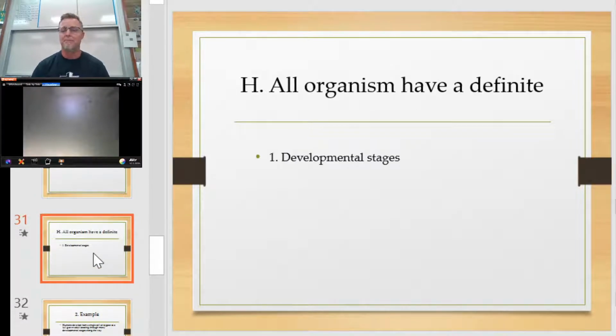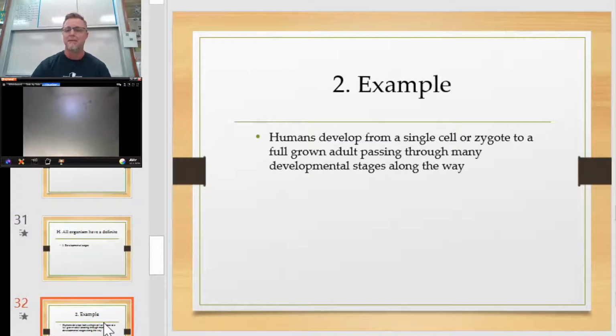Next thing, all living things have some definite developmental stages. So as you go through life, there will be stages to your growth. You could think of a human as an infant, then a toddler, right? And then maybe a teenager, then an adult, and then a senior citizen. There's developmental stages that you go through. Think about insects, they have eggs, larvae, pupa, and adults, right? There's developmental stages that all living things go through. So that's what I put here for your example.